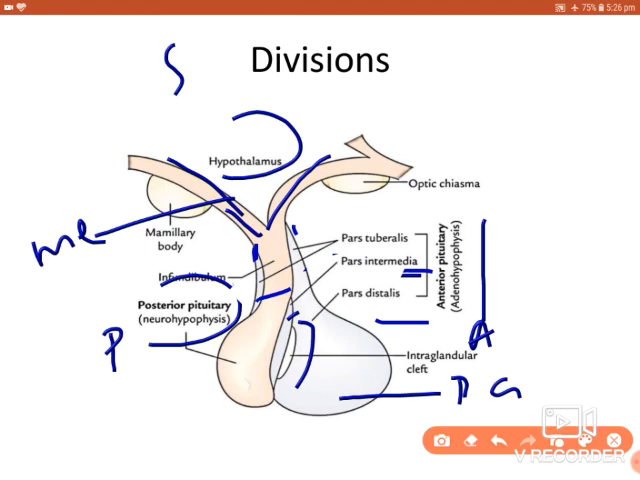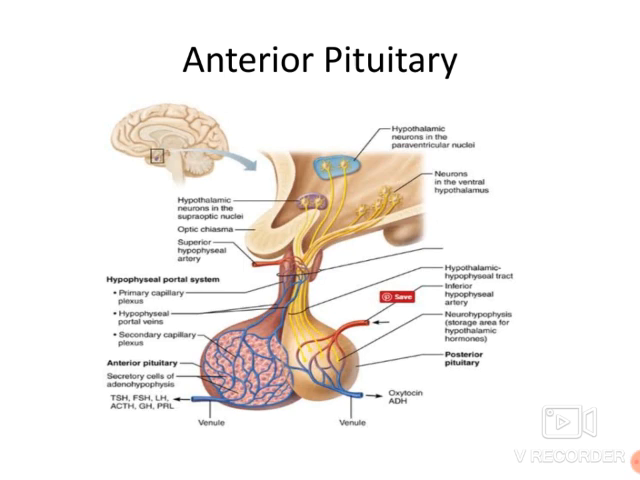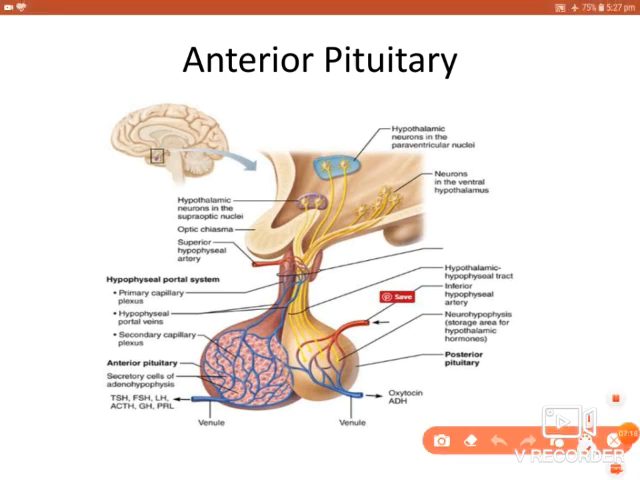Then the posterior pituitary, or neurohypophysis, includes the median eminence, infundibulum, and pars posterior. Then here are the features of the anterior pituitary. See here, this is the anterior aspect. Posteriorly, the infundibulum is connected to the floor of the third ventricle.